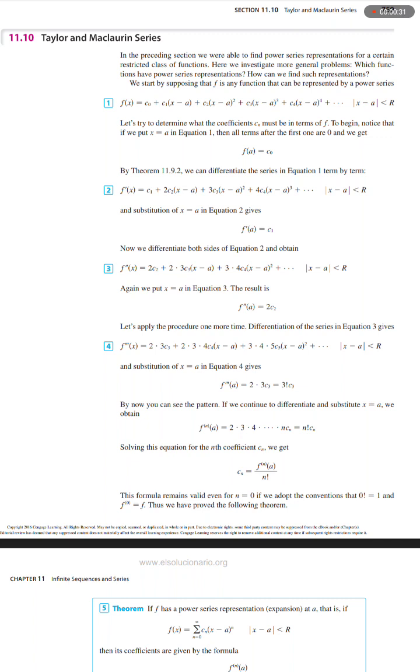We start by supposing that f is any function that can be represented by a power series. Equation 1: f(x) = c_0 + c_1(x − a) + c_2(x − a)² + c_3(x − a)³ + c_4(x − a)⁴ + ..., for |x − a| < R.